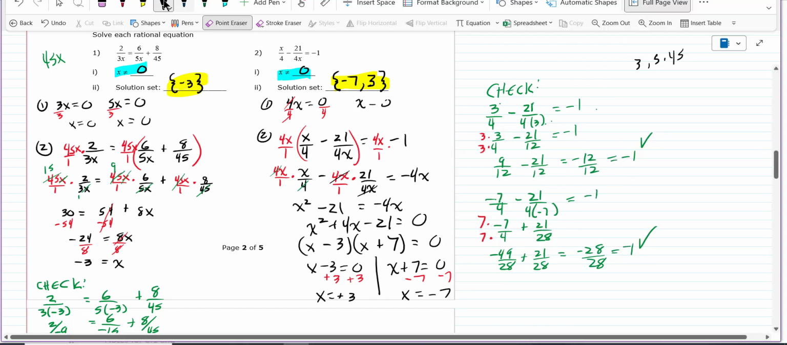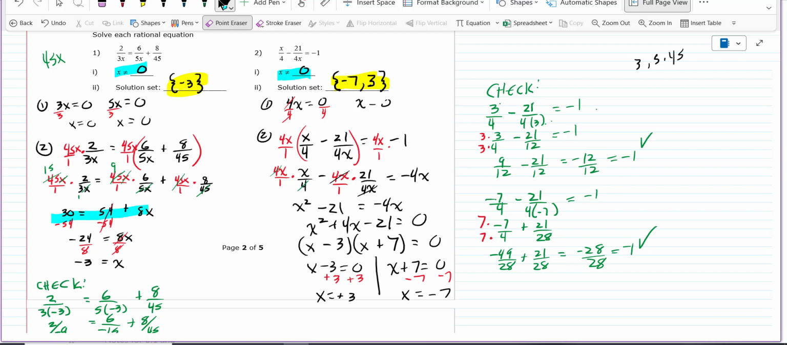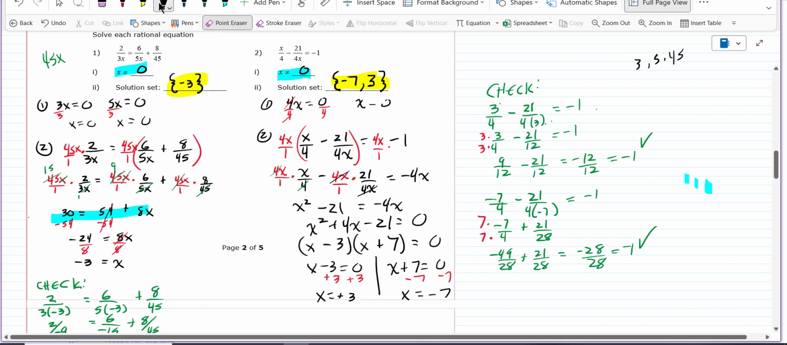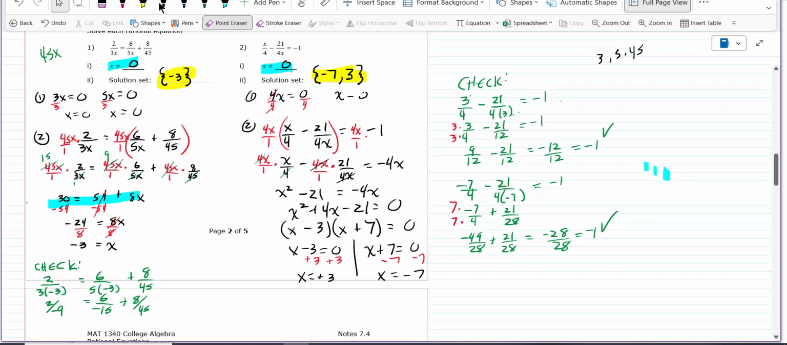Okay, so ultimately, you want to check on your paper. Ultimately, you would have got down to this stage here. After you got rid of your fractions, you should have ended up with the equation 30 equals 54 plus 8x. Then it's pretty standard from there. Now what I did is I just took the answer and plugged it back into the original equation. I'm going to have 2 over 3 times -3 equals 6 over 5 times -3 plus 8 over 45.